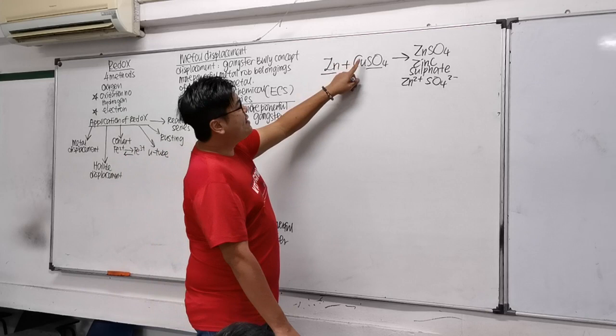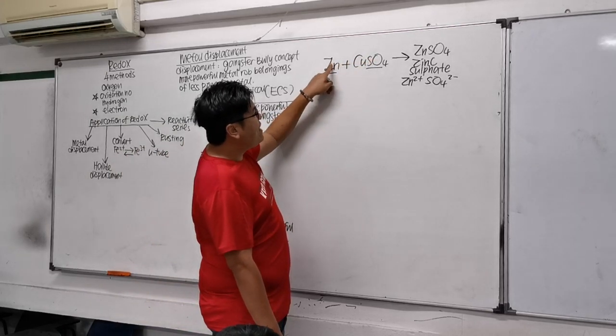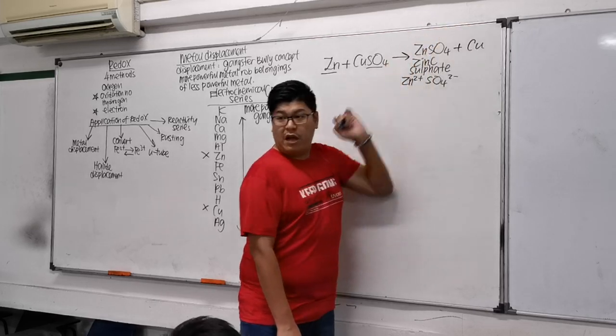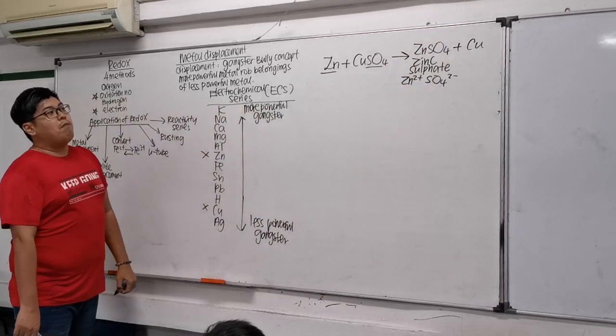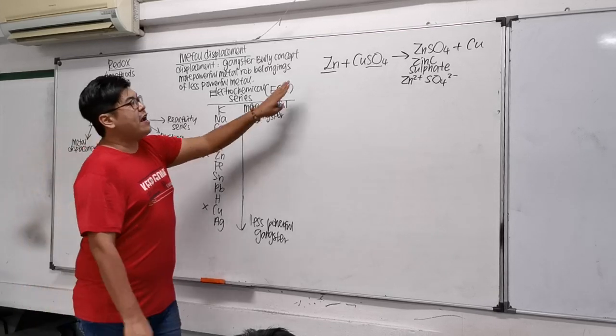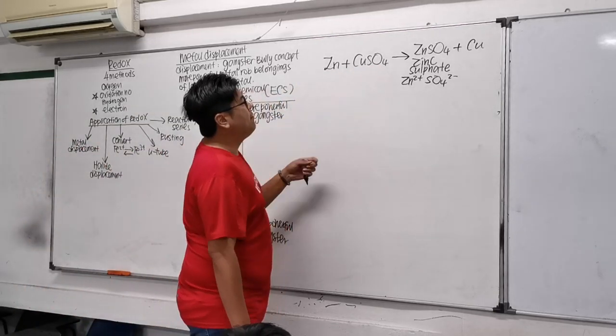After that, once the sulfate is robbed by the zinc, the copper doesn't have sulfate anymore. Now the copper becomes alone. Okay, so this is called metal displacement. So far so good. Okay, let's try one more example.